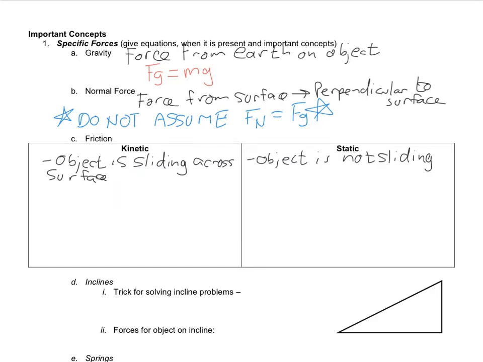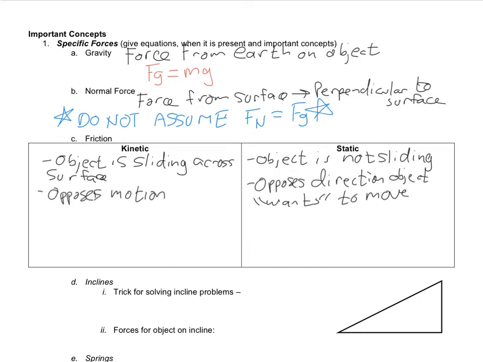Okay, moving on to friction. We have two kinds, if you remember. There's static friction and kinetic friction. So kinetic is going to exist whenever an object is sliding across a surface, whereas static is only going to exist if an object is not sliding. In terms of direction here, kinetic friction opposes the motion of the object, whereas static friction opposes the direction the object wants to move or wants to slide. So a lot of times with static, we want to think about which way the object would move or slide if there were no friction, and then friction will be going the opposite direction of that.